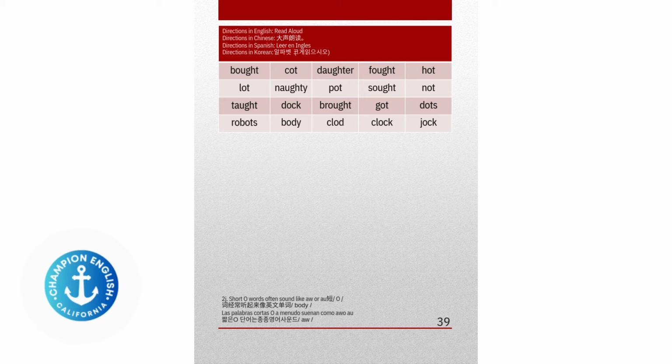Caught, daughter, fought, hot, lot, naughty, pot, sought, not, taught, dock, brought, got, dots, robots, body, clod, clock, and jock.